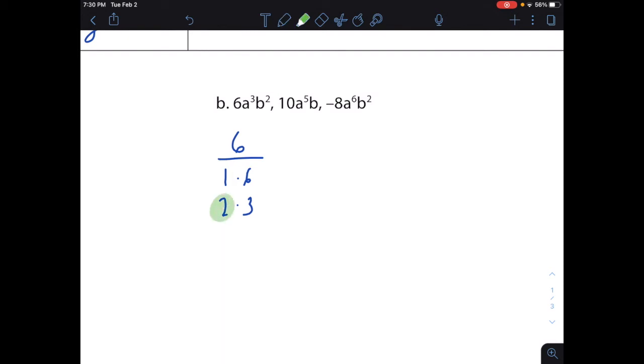Okay, and then if we look at the variables, in this case, we have a to the third, a to the fifth, a to the sixth. So we have a to the third here. And then if we look at the b's, we have b squared, b, and b squared. So we have two b squareds and one b. Well, b is obviously smaller than b squared. So our greatest common factor is just 2a to the third b.